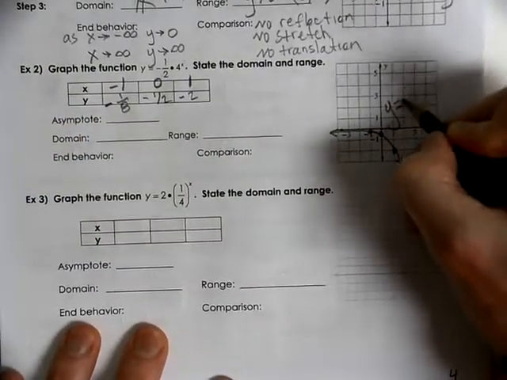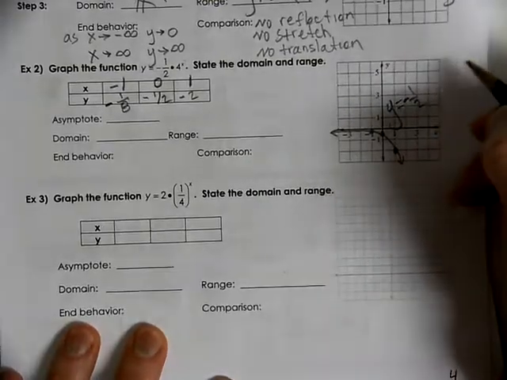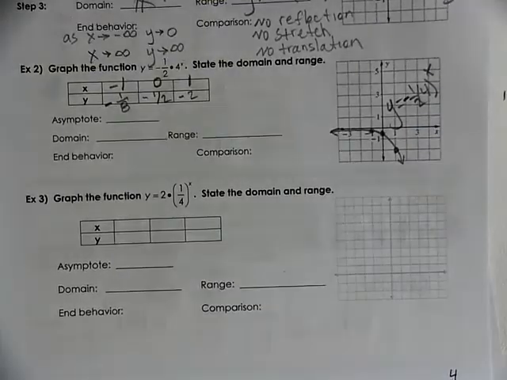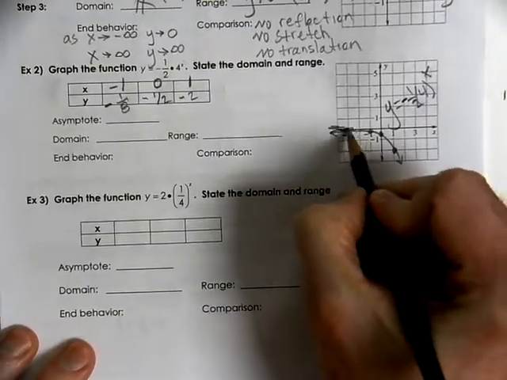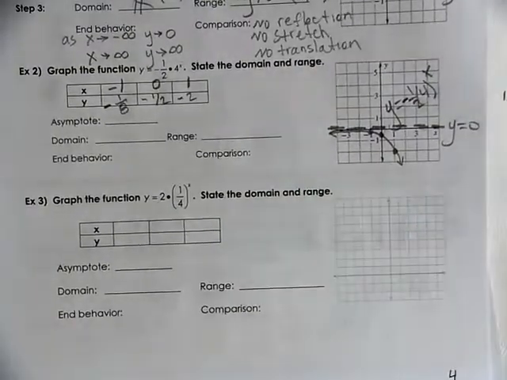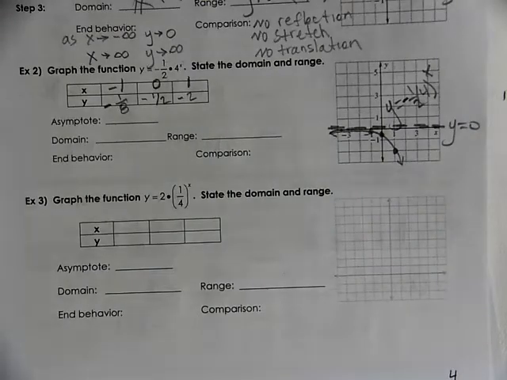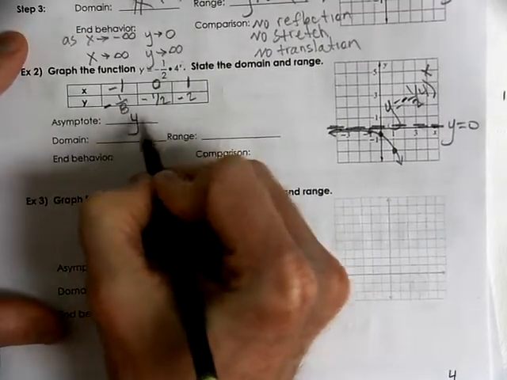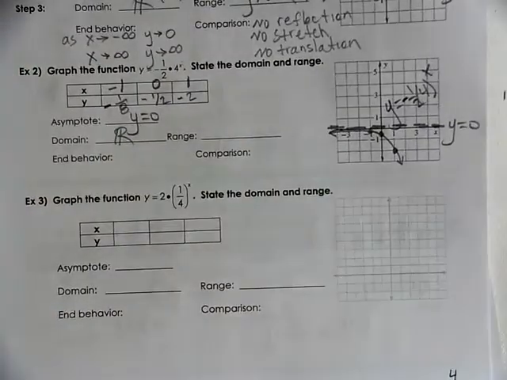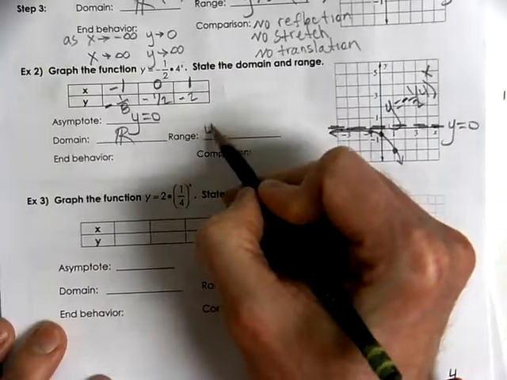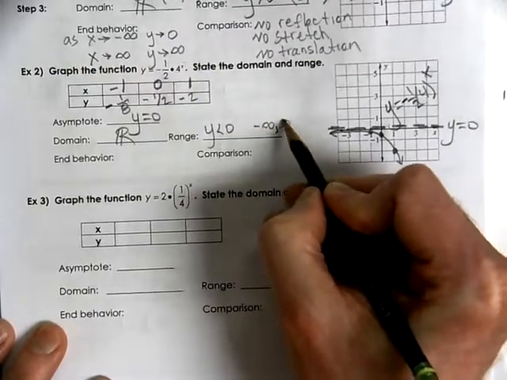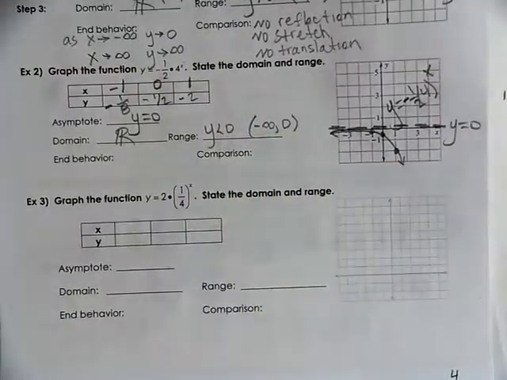This is the equation. Negative 1/2 times 4 to the x power. We have an asymptote at y equals 0. So here we say y equals 0. The domain, of course, is all real numbers. Your range is less than 0. You would call that negative infinity up to 0 with rounded brackets on both of them.